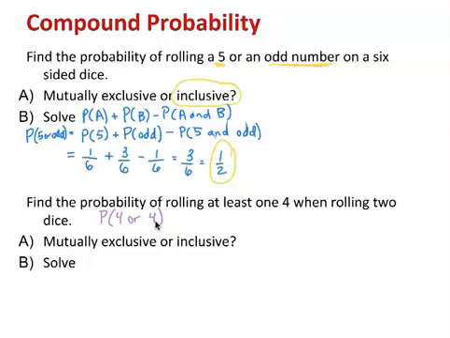So can those events occur at the same time? Yes, because if we're rolling 2 dice, there's a chance that we can roll a 4 on both of those dice at the same time because we've got 2 different dice. So this is another example of inclusive. They can occur at the same time. So this is an example of mutually inclusive.